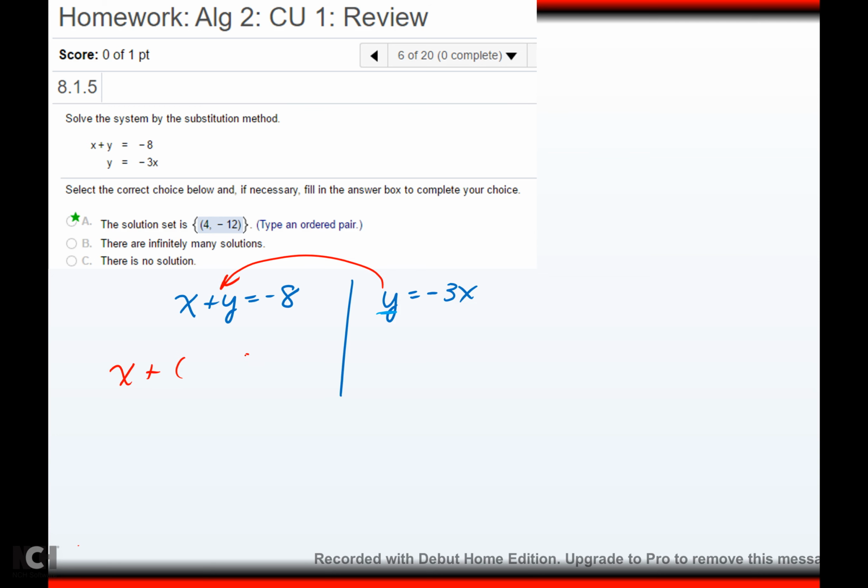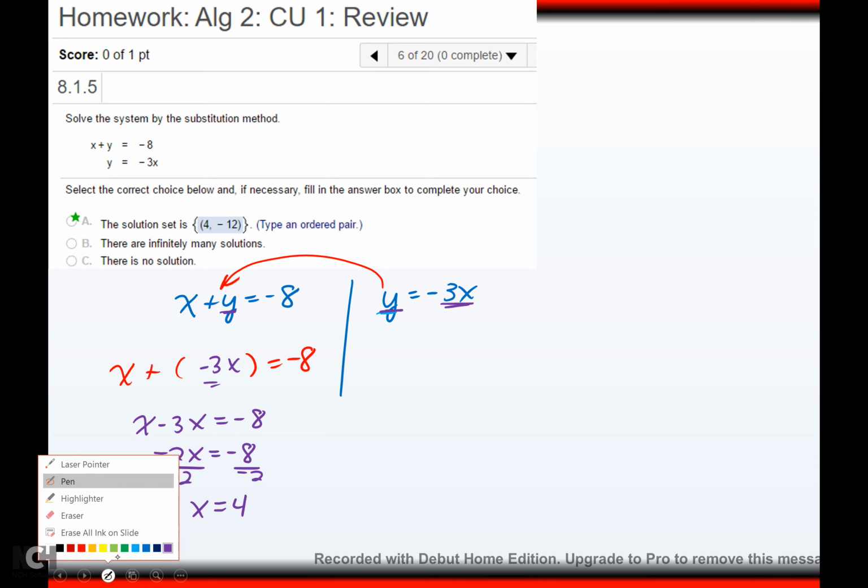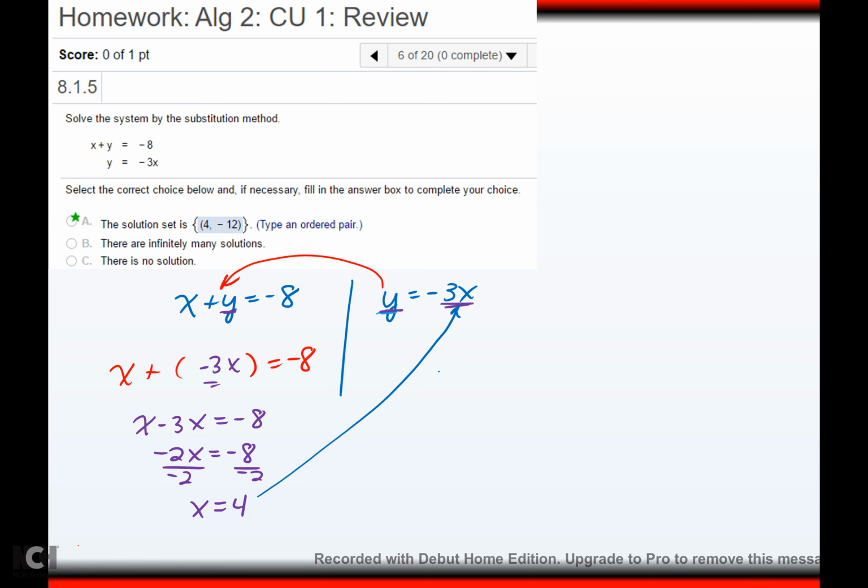So I have x plus what I'm going to plug in, and it tells me that the y I took out is worth -3x, so I put that in here. That gives me x minus 3x equals -8. So this would be -2x equals -8. Divide by -2, and x equals 4. Now I can take that and substitute it into the other side, and I get y equals -3 times 4. So y equals -12. So my solution set is (x, y) = (4, -12).